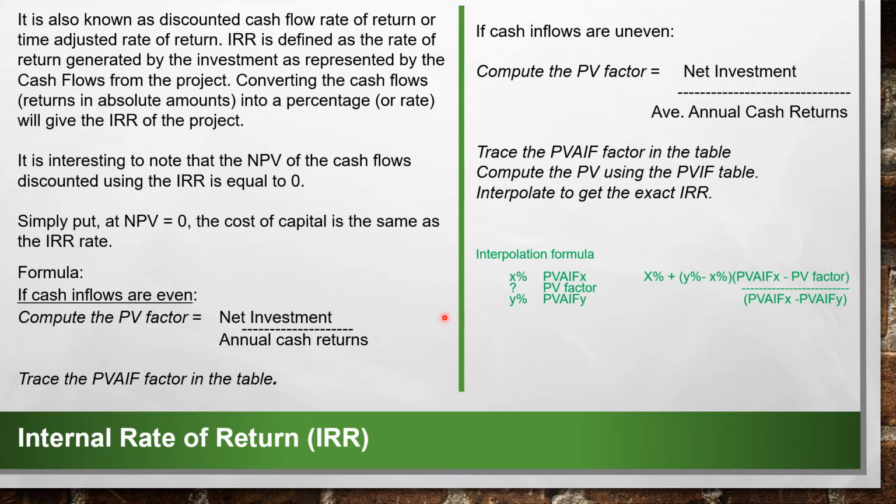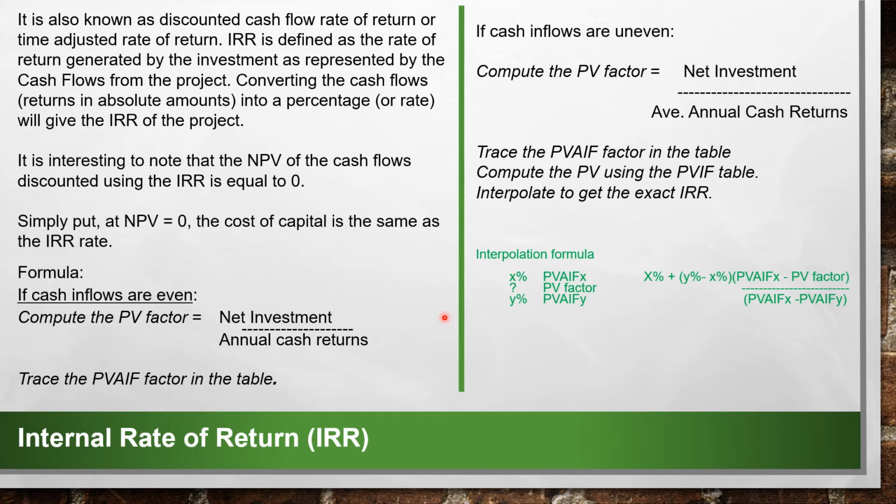So in other words, at NPV, the cost of capital is the same with the IRR. So since our NPV is 0, right? Our PVCI is equal to our cost of investment. So therefore, our IRR, which is the rate used in discounting our cash inflows, is at IRR, and that would give us 0 NPV.